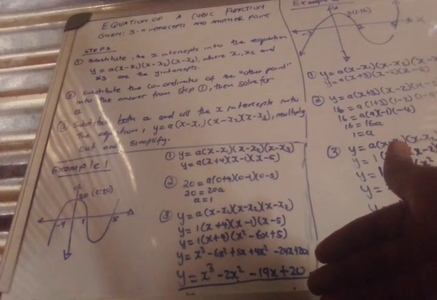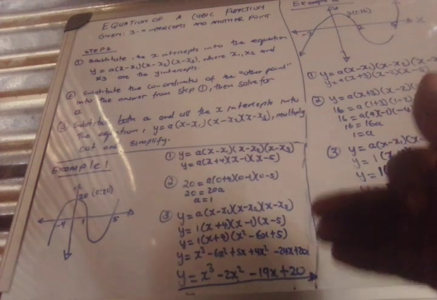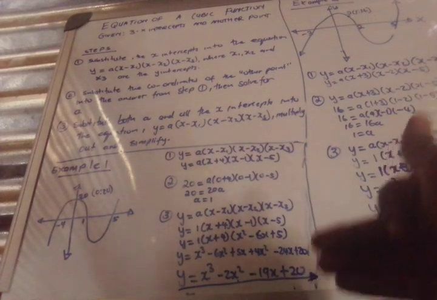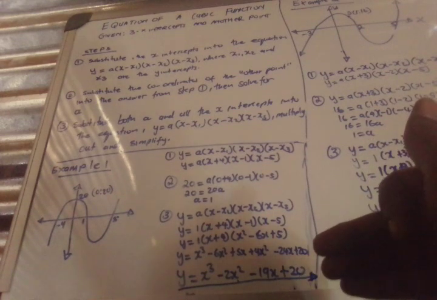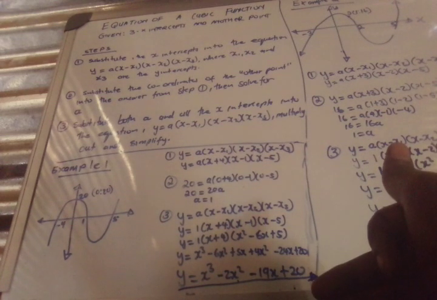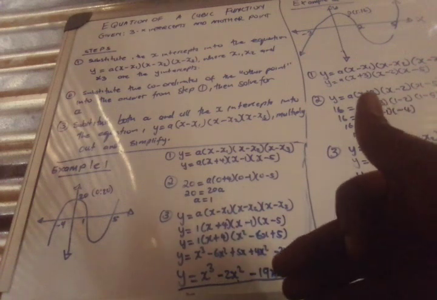So from there you go to the third step. The third step says that you must substitute both the value of a and the x-intercepts, which were given initially, into the standard equation.